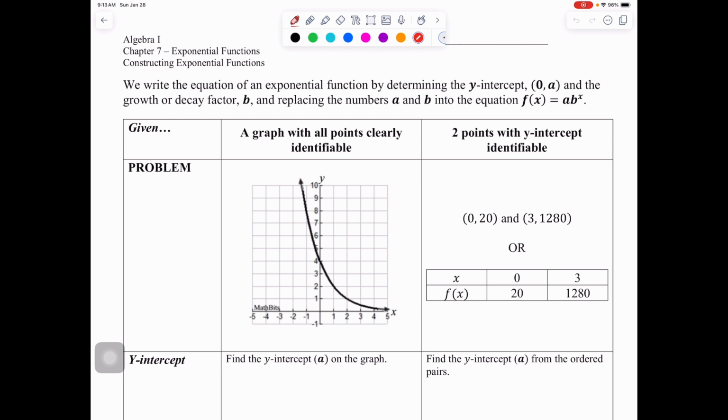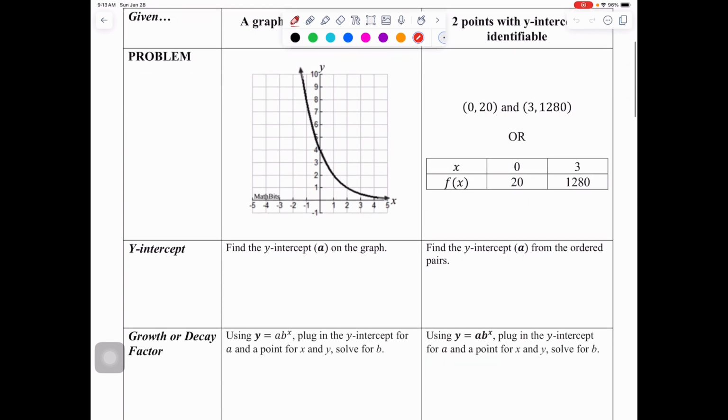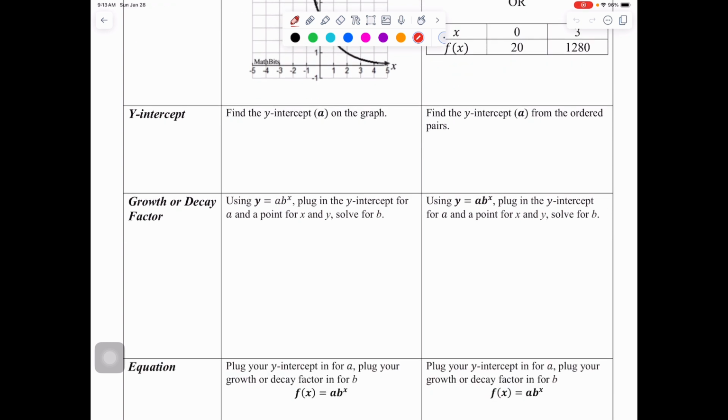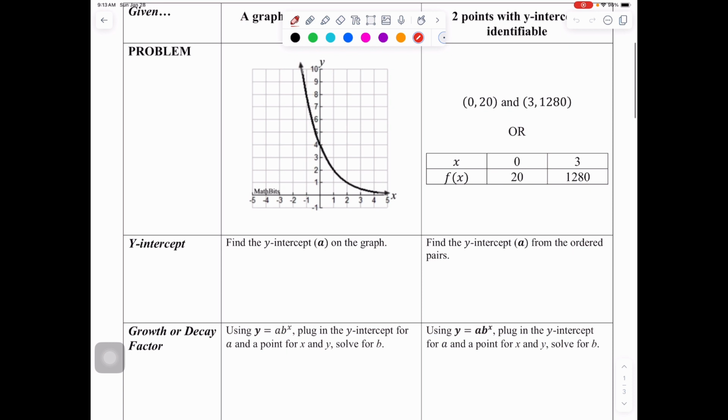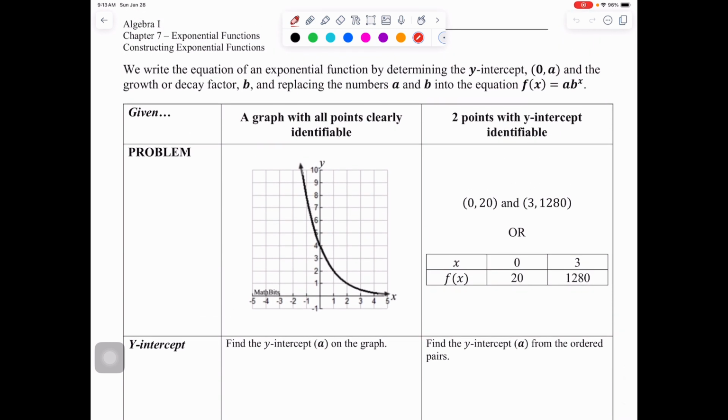So we'll start with seeing how to read the chart. Across the top, you've got given, and it'll tell you what you're given in bold at the heading of each column. Each row will tell you what we're looking at. So the problem, how to find the y-intercept, what to do for the growth or decay factor, and then finally writing the equation. So it says we write the equation of an exponential function by determining the y-intercept, which is going to be (0, a), that initial amount, and the growth or decay factor, which is our b value, and replacing the numbers a and b into the equation f(x) = a times b^x.